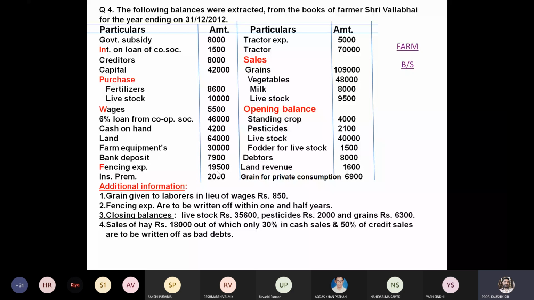What you have to do? 19,500 will be divided by 1.5, so that you get 13,000. Is this clear? 19,500 will be divided by 1.5. So the 13,000 rupees will be written off in the current year. It is clear.